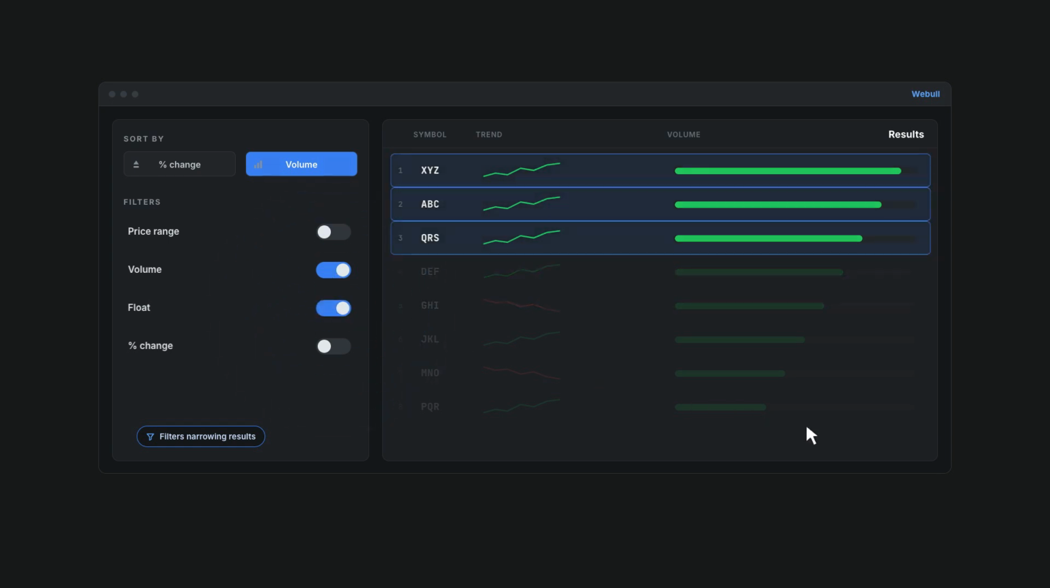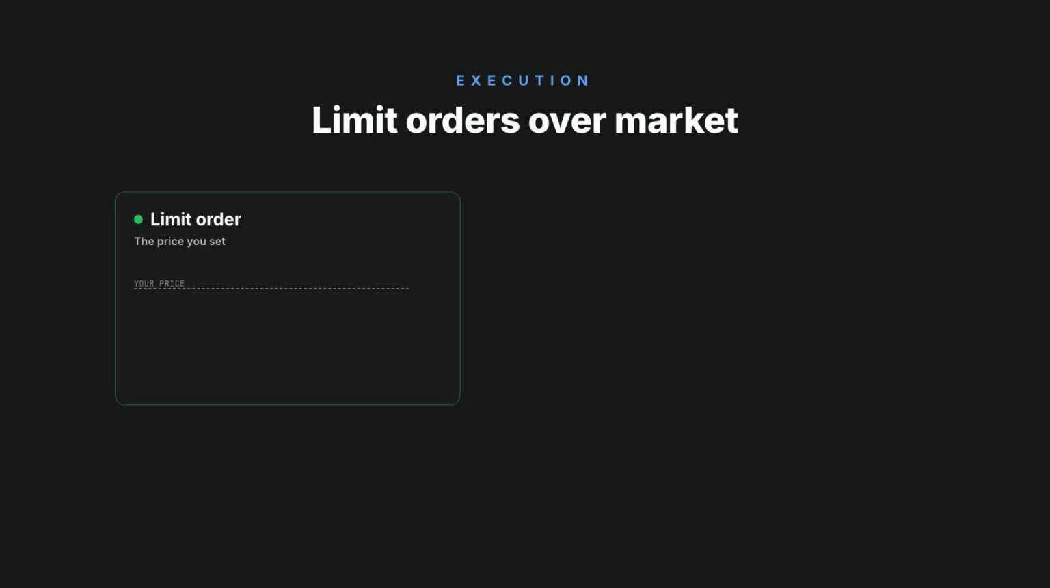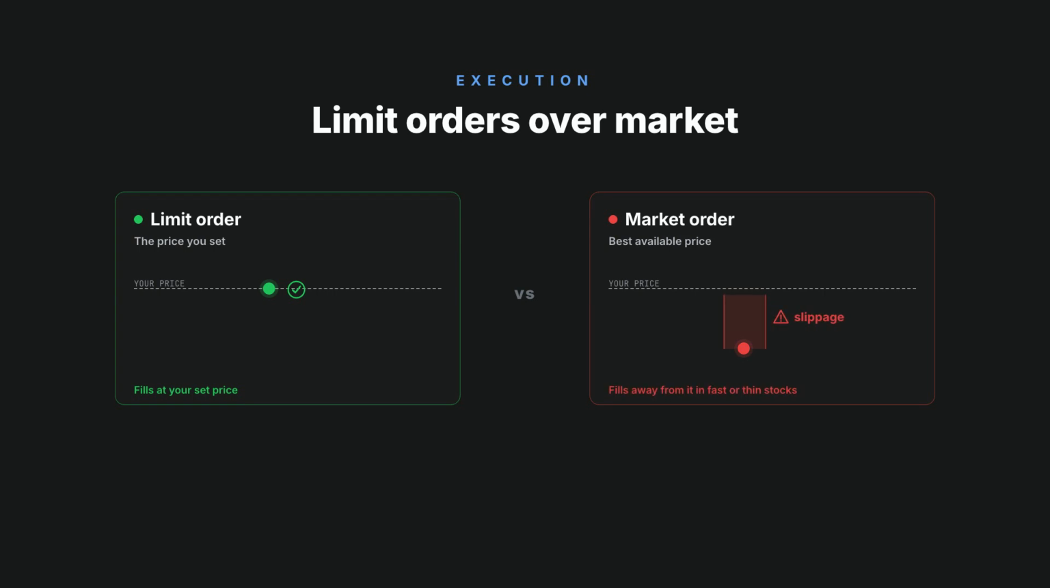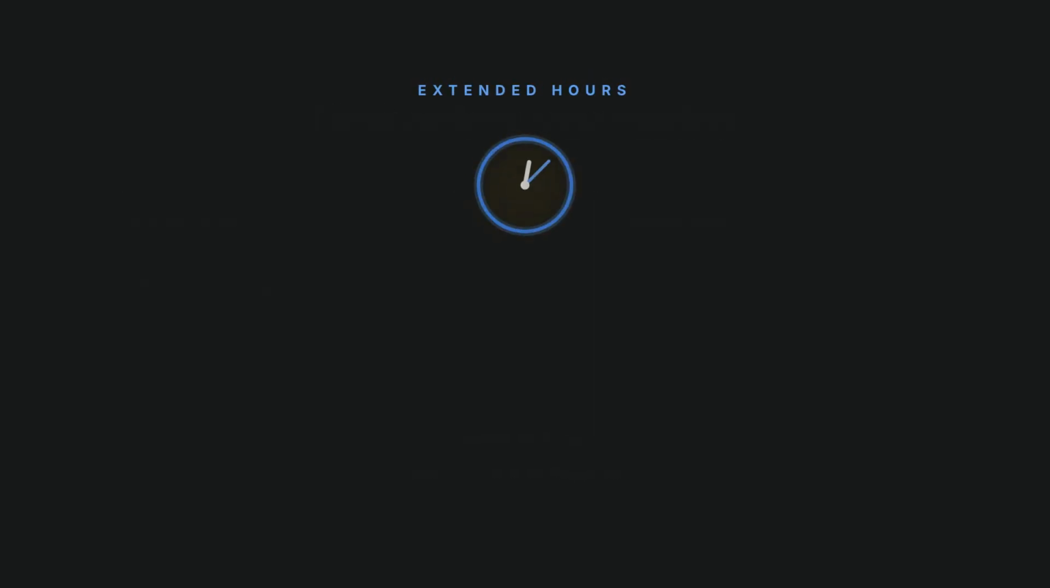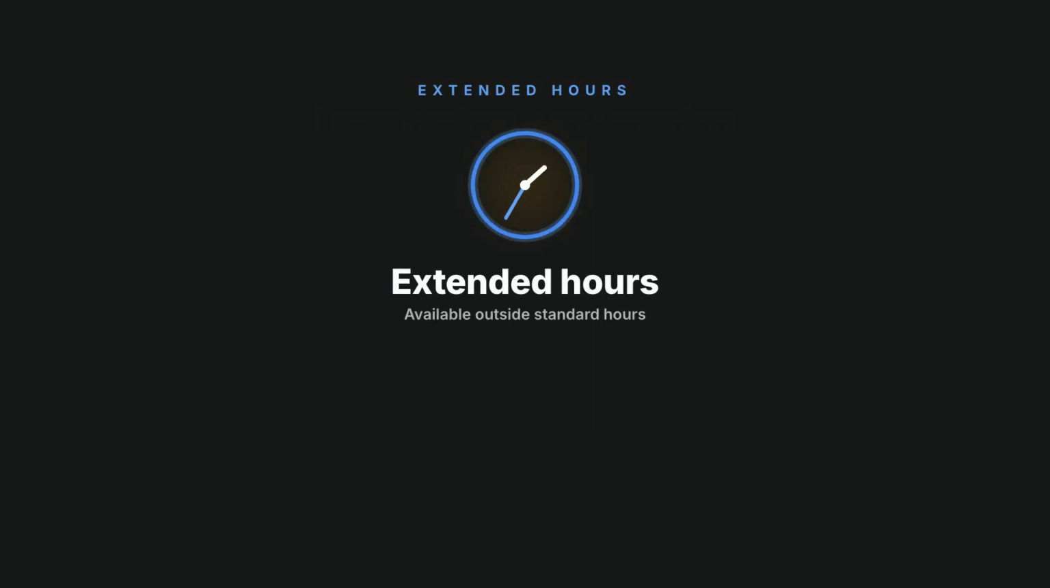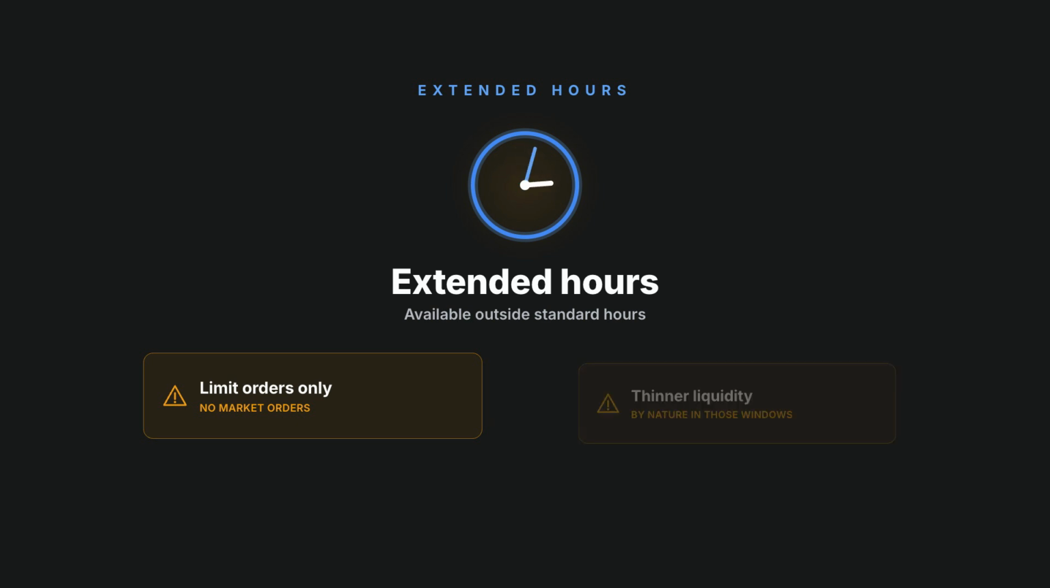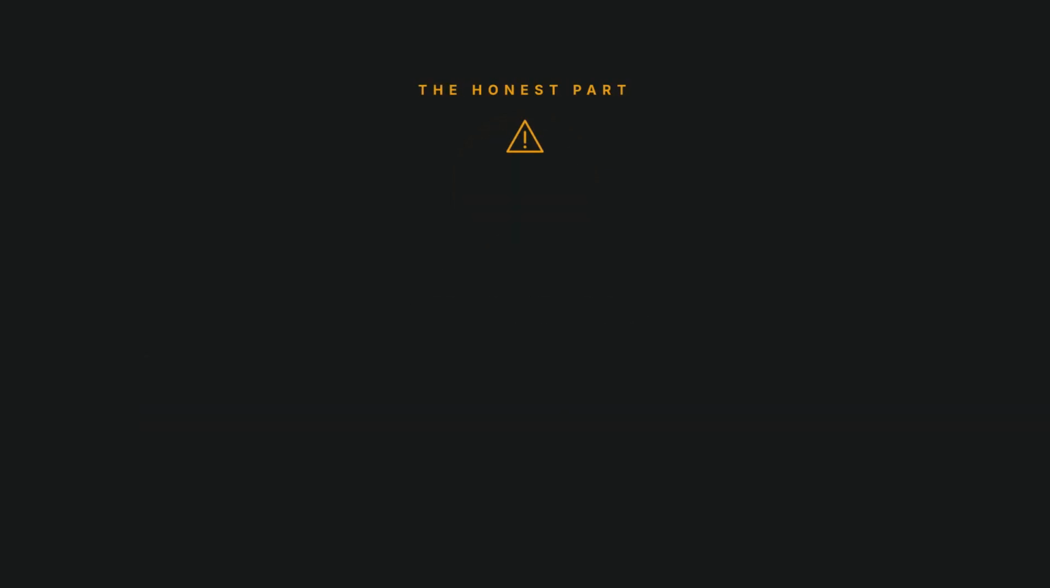Execution. Stick to limit orders rather than market orders, especially in fast-moving or thinner stocks, since the slippage on a market order can cost you a lot more than expected. If your strategy involves trading outside standard hours, extended hours access is available too. Just remember that only limit orders are allowed during those windows, and liquidity is thinner there by nature.